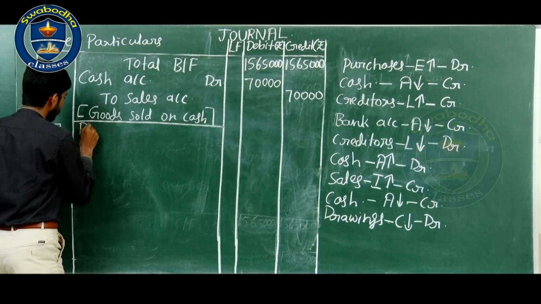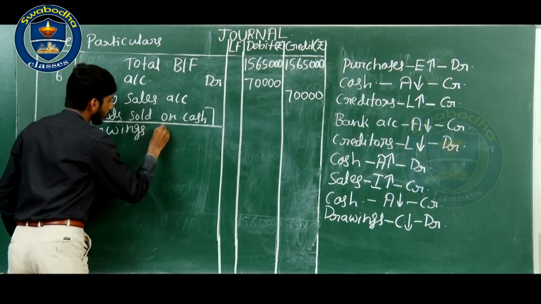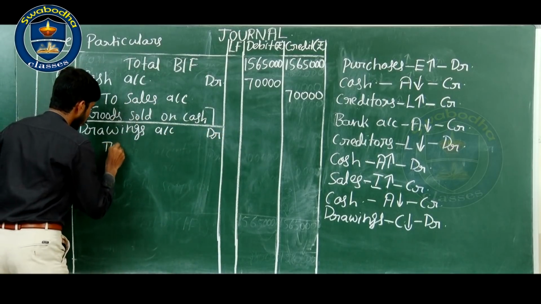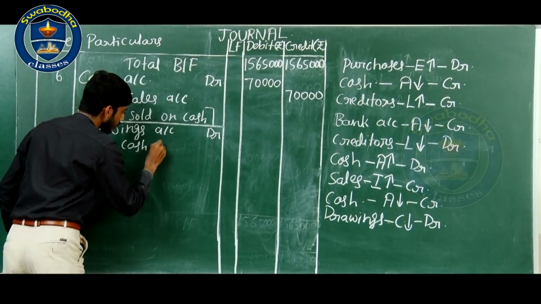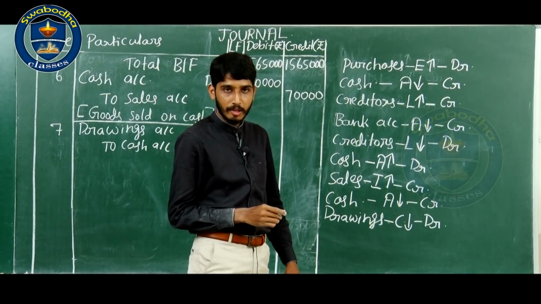Seventh transaction, entry is drawings account debited to cash account. Amount is 35,000.